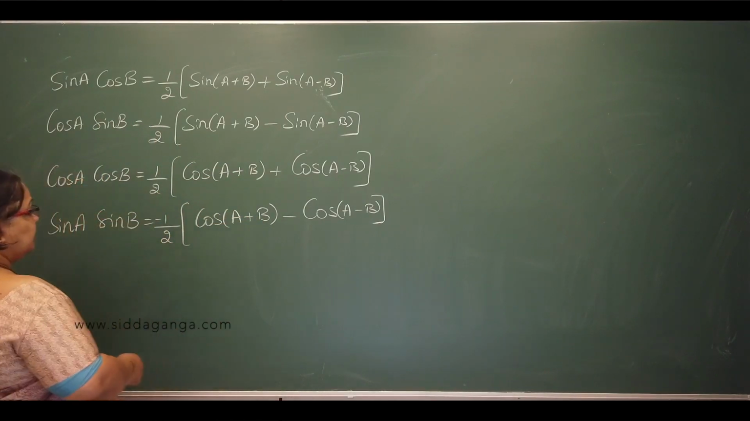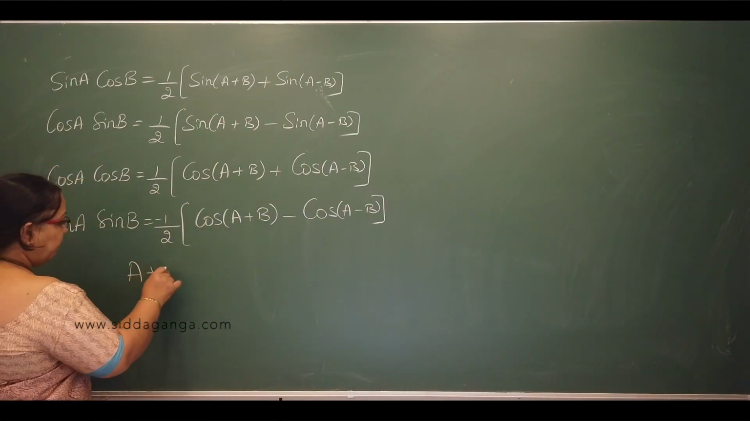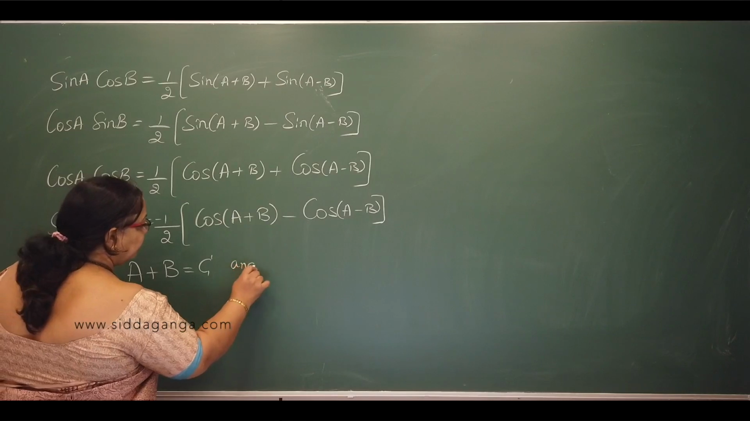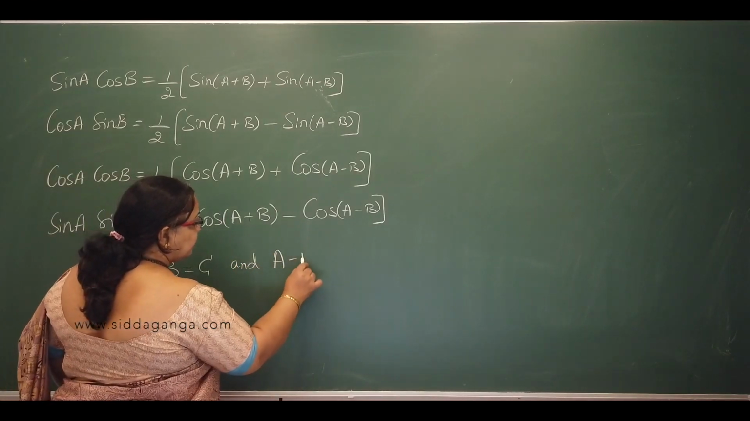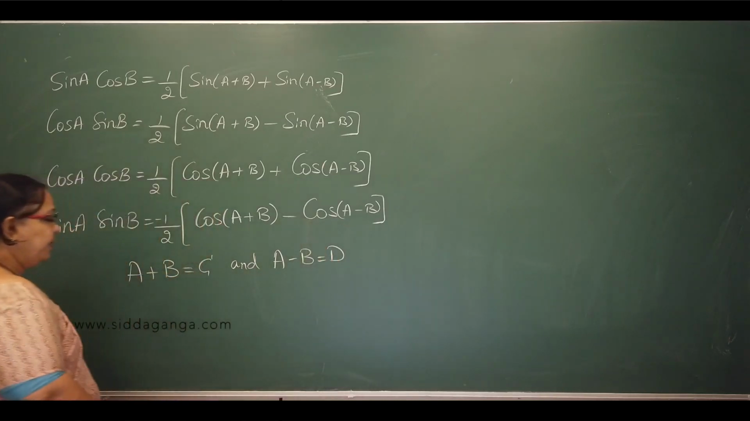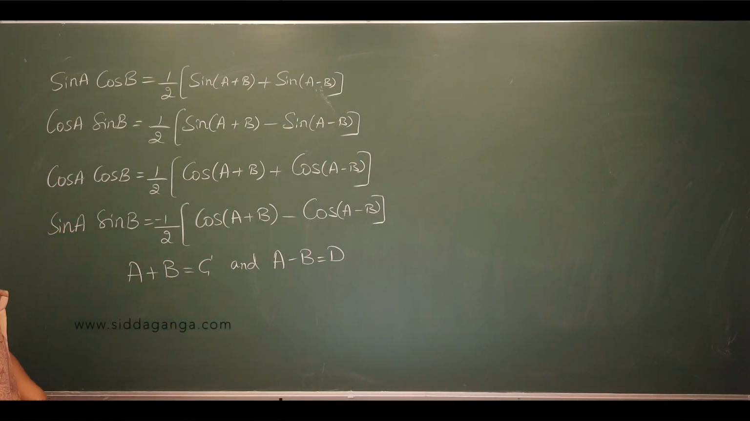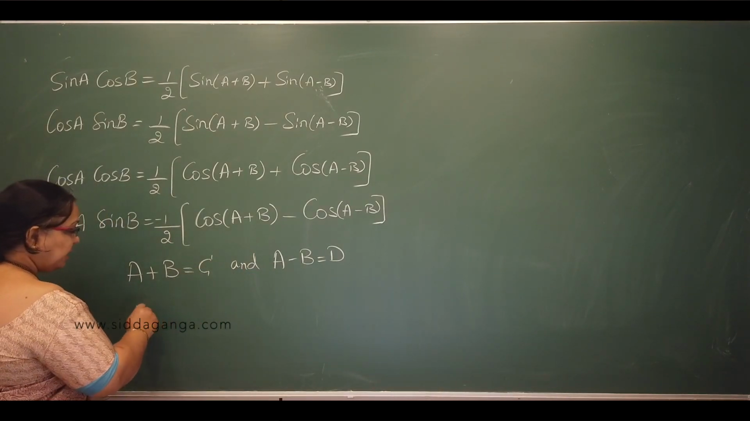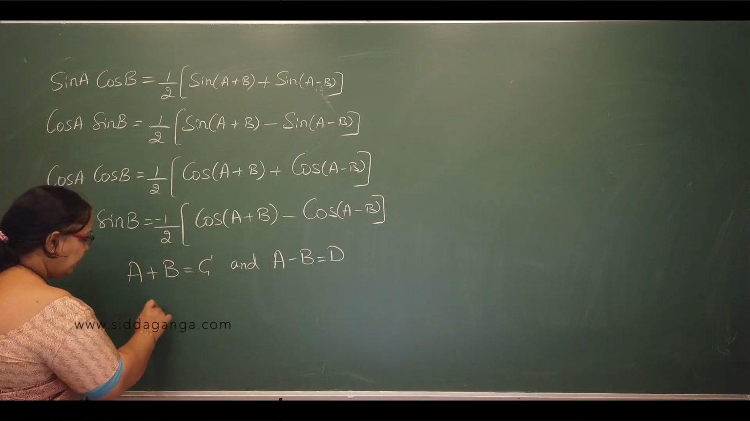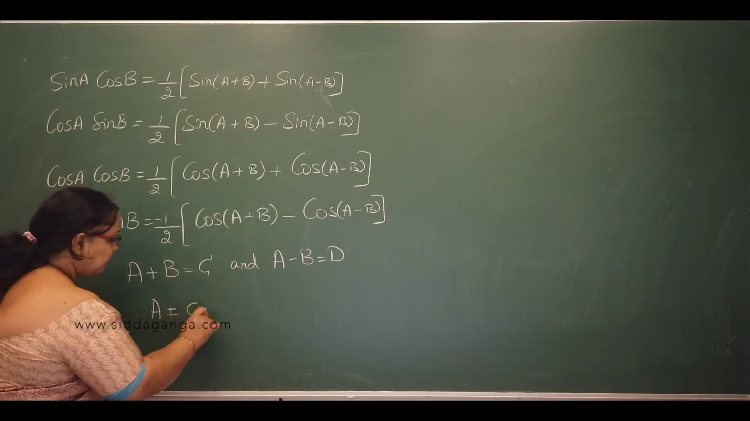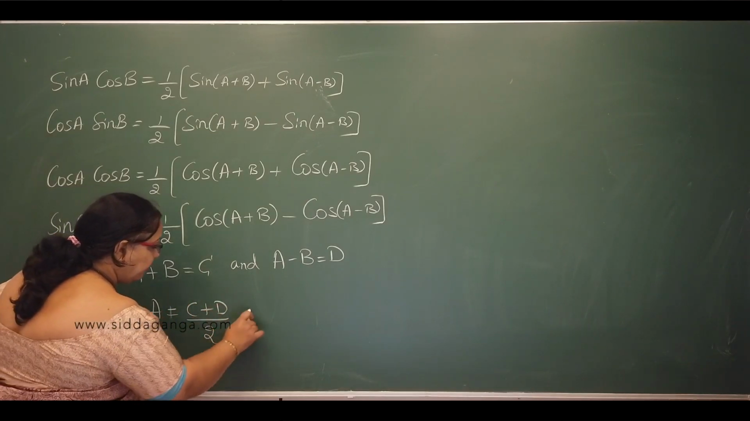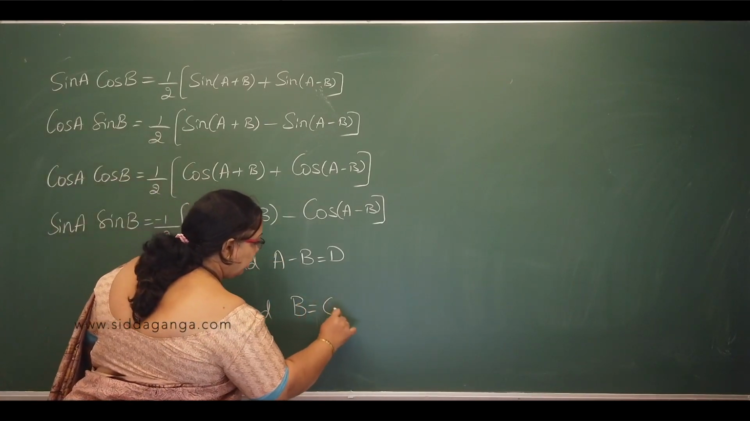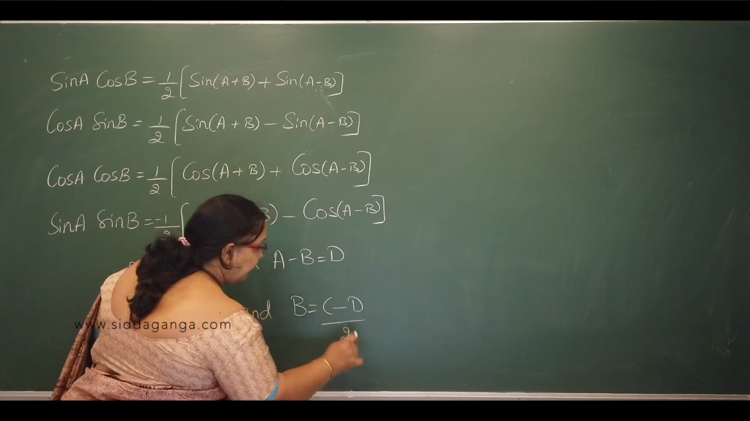In the above results, we know that the sum of two angles is again an angle, and the subtraction of two angles is again an angle. You take A plus B equal to C and A minus B equal to D. Then solving these two, when we add these two, we get 2A equal to C plus D. So therefore, A equals C plus D divided by 2. And similarly, when we subtract these two, we get B equal to C minus D divided by 2.